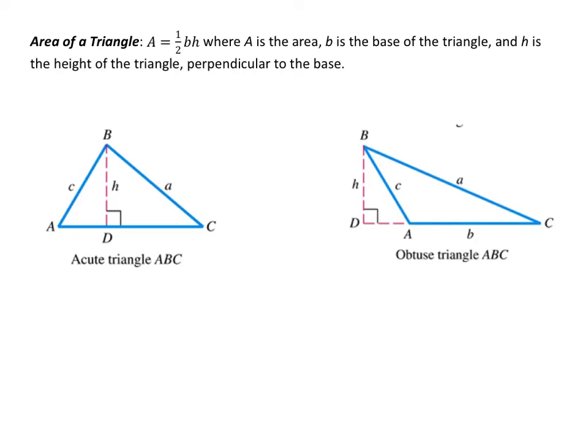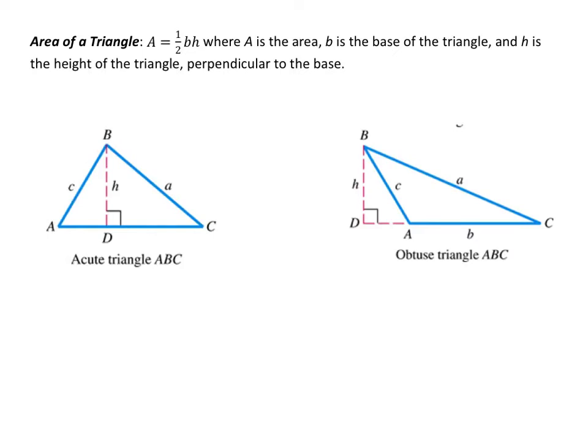For this lesson, you need to recall that the area of a triangle is 1/2 the base times the height, and we're going to let A be the area, B is the base of the triangle, which is essentially any side that it sits on, and H is the height of the triangle, but it absolutely must be perpendicular to the base. So that height can be within the triangle or outside of it, depending on the type of triangle you have.